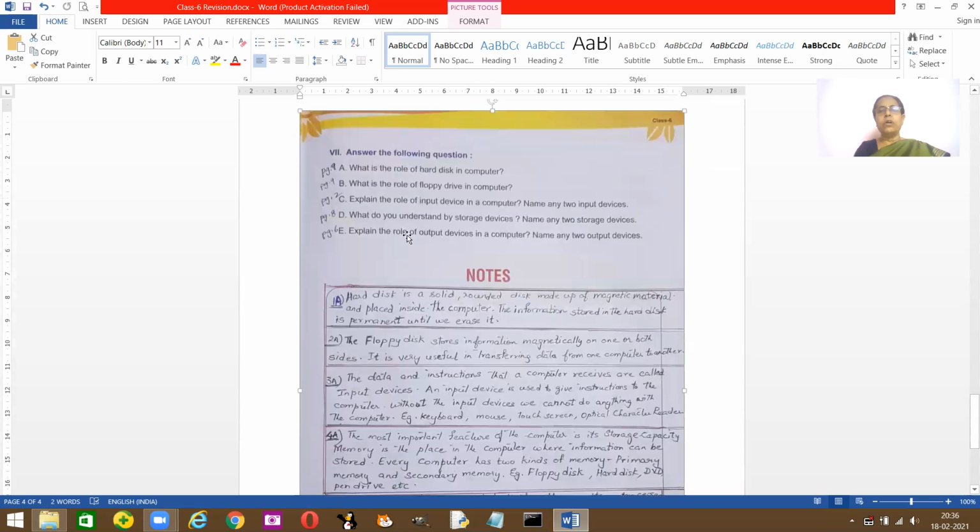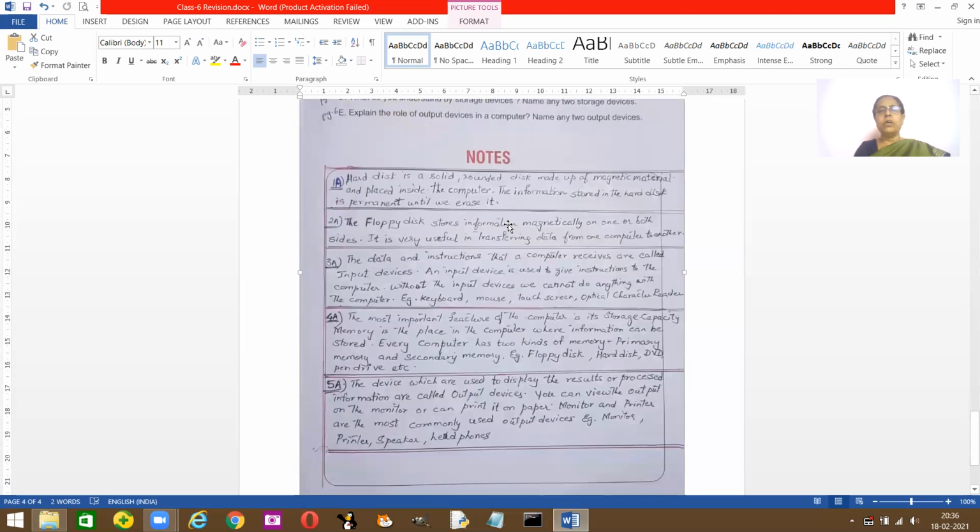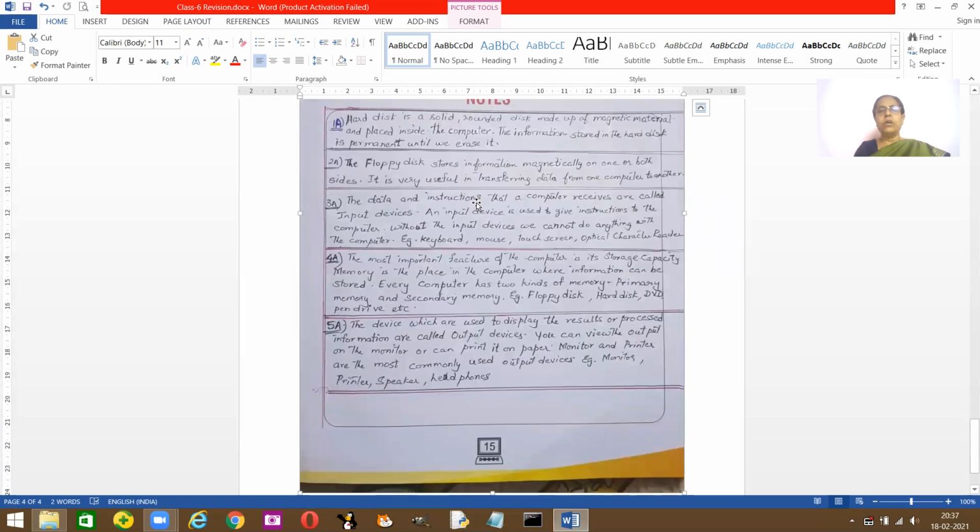Third question: explain the role of input devices and give two input devices. The data and instructions that a computer receives are called input. An input device is used to give instructions to the computer. And without the input device, we cannot do anything. We cannot use the computer itself. Some examples of input devices are the keyboard, mouse, touch screen, optical character reader.